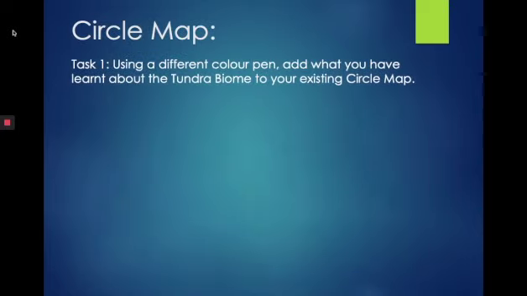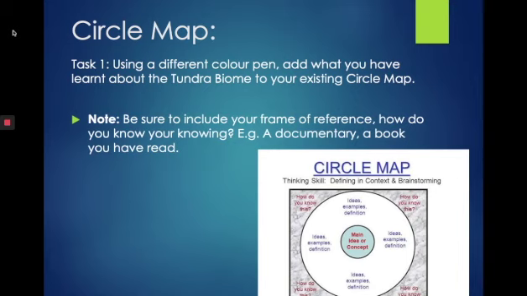Now what I'm going to ask you to do is to go back to the circle map that you started at the beginning of this lesson, where you had to write down what you already know about the tundra. You're going to use a different color pen and add what you have learnt about the tundra biome through this presentation. Please make sure to include your frame of reference. What is a frame of reference? This is how do you know you're knowing. How do you know this? Please include as many examples as you have.